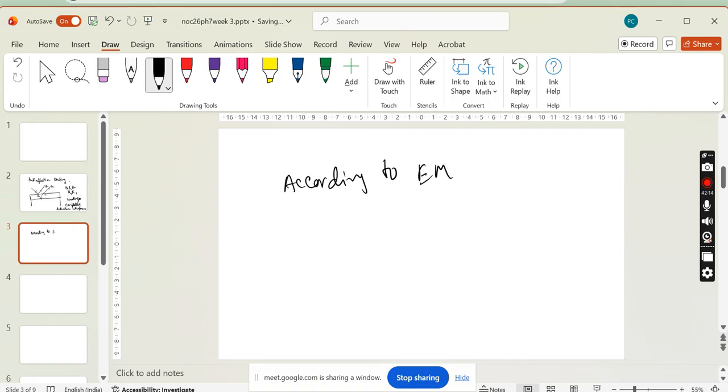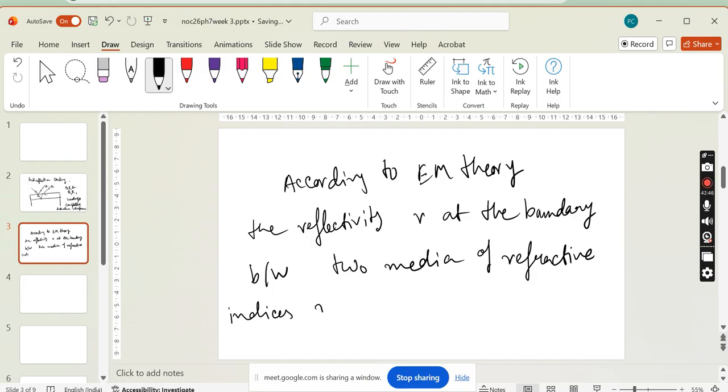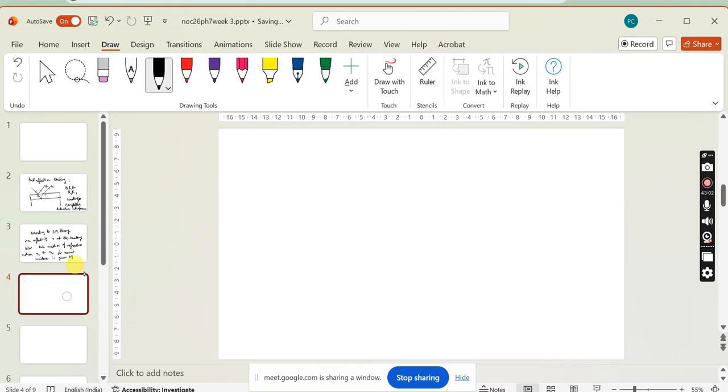According to the electromagnetic theory of light, the reflectivity at the boundary between two media of refractive indices N1 and N2, for normal incidence, is given by R = ((N2 - N1)/(N2 + N1))^2.